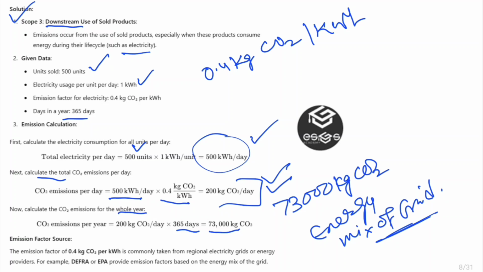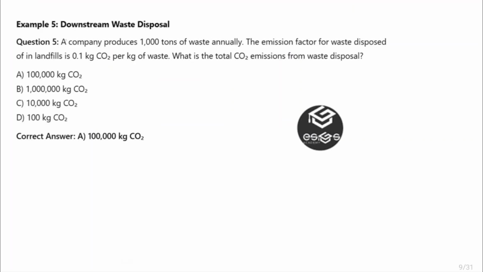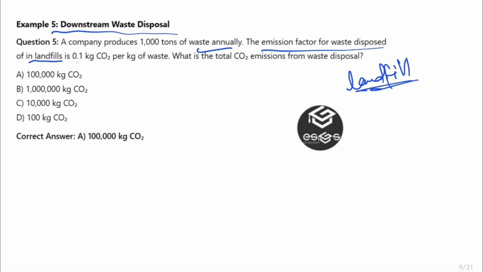Let us discuss another question. The next example is about downstream waste disposal. A company which is producing 1000 tons of waste annually, and the emission factor for this waste disposed in landfill. So please keep in mind, we are talking about landfill waste disposal, and the emission factor is 0.1 kg CO2 per kg of the waste. So what will be the total CO2 emissions from the waste disposal?